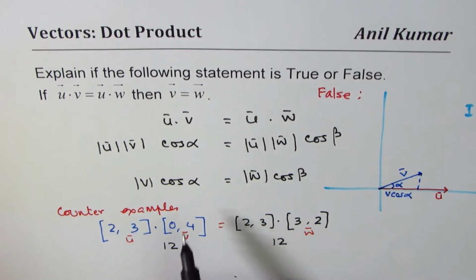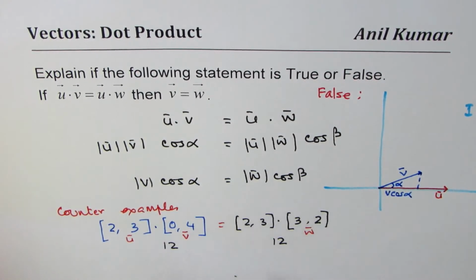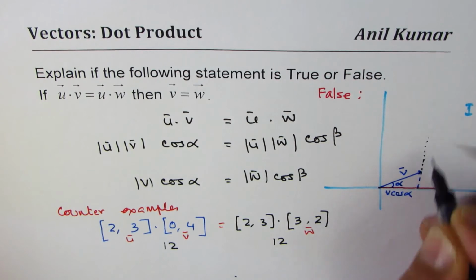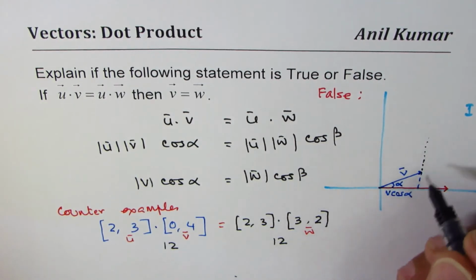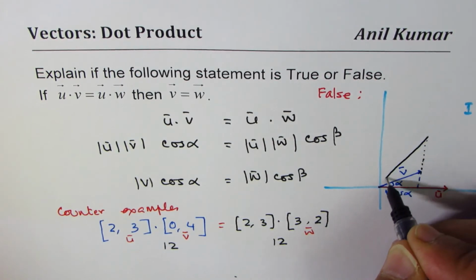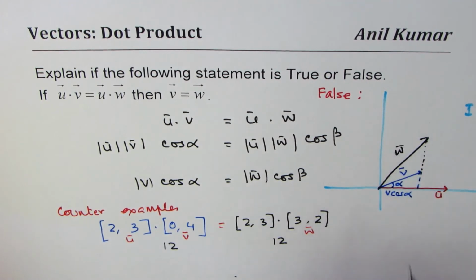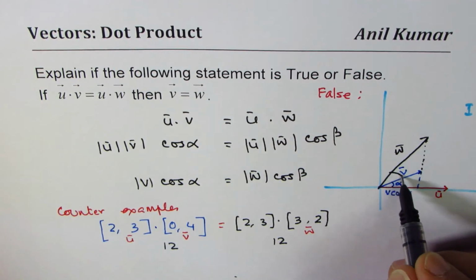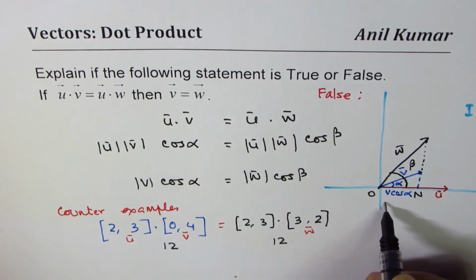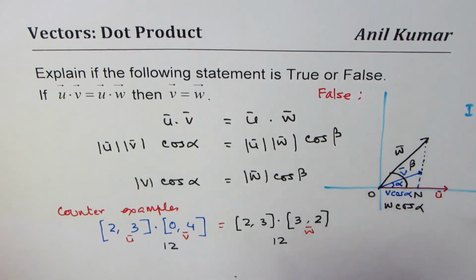Now, if I want v cos alpha to be equal to w cos beta, I could have another vector whose x component, or we can say projection of that vector on u, is the same. So that could be a vector like this. If this angle is beta, then let me call this ON. Then ON is also w cos beta. So from this you can see that we could have different vectors resulting in the same dot product. I hope that helps.